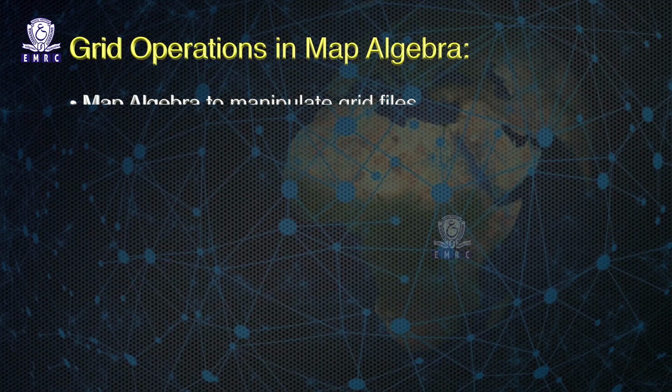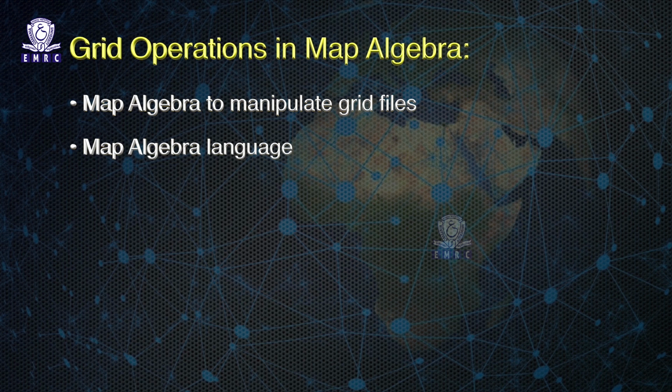Grid operations used in map algebra. Common operations in grid analysis consist of the following, which are used in map algebra to manipulate the grid files. The map algebra language is a programming language developed to perform cartographic modeling. Map algebra performs the following 4 basic operations.